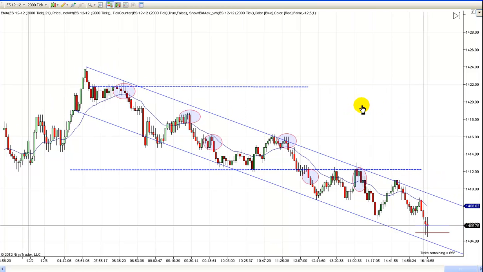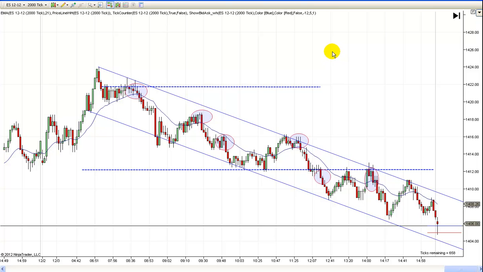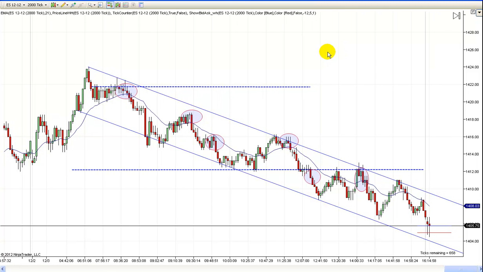But let's talk about the trades, and I'm probably going to wrap it up pretty quick. I've got somewhere I've got to be this evening, so I've got to get out of here a little bit early today. So I'm going to try to breeze on through this and get it wrapped up and show you the trades.